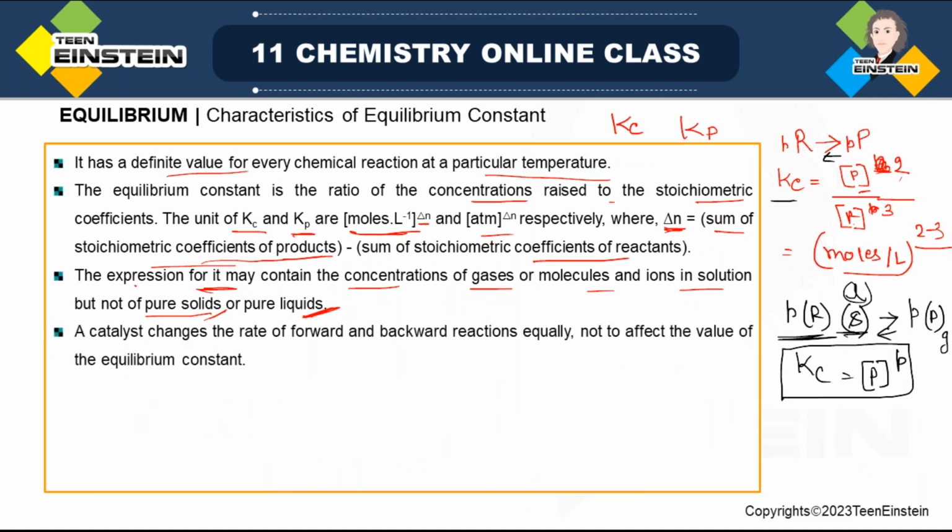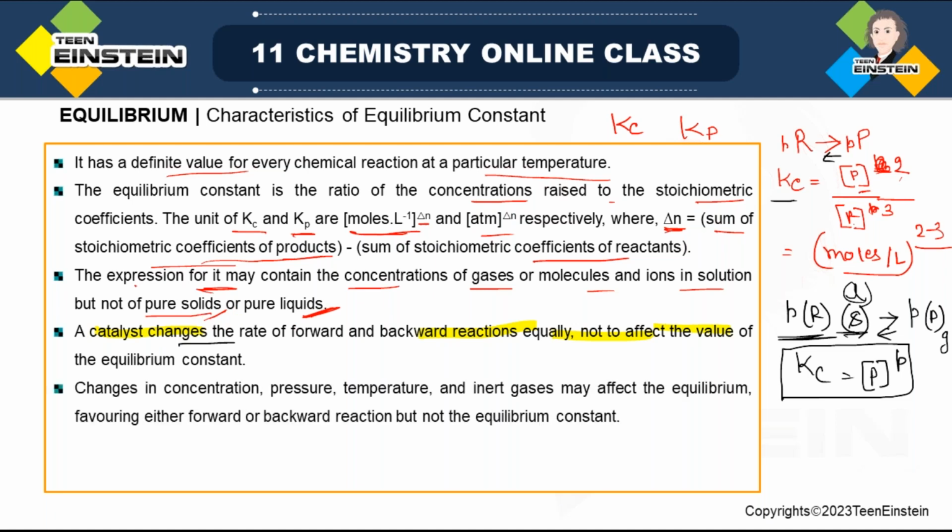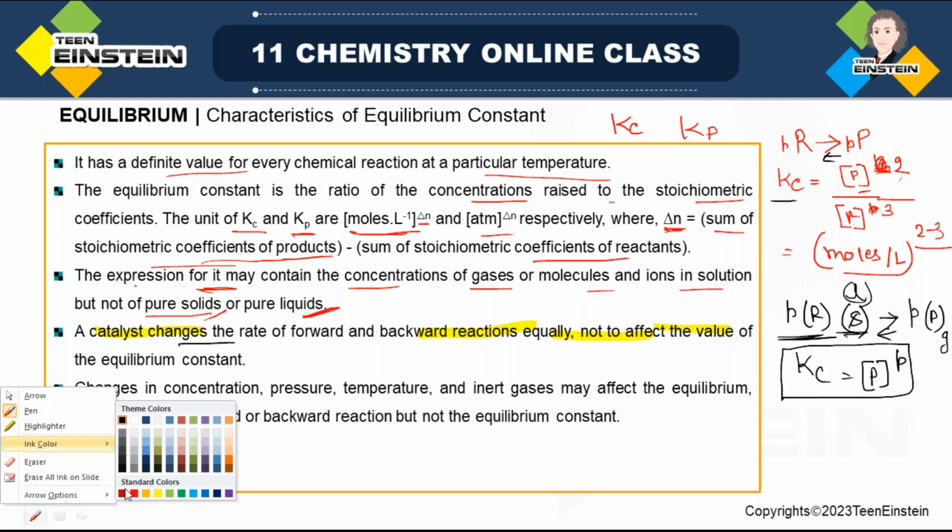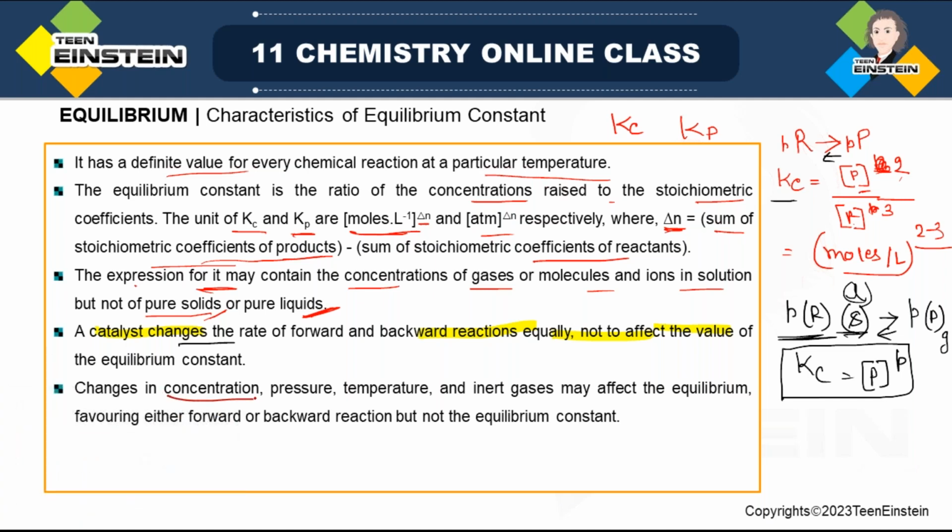Fine. Next point related to catalyst. Catalyst changes the rate of forward reaction and backward reaction equally, so there is no effect on the value of equilibrium constant. So whether you use catalyst or you do not use, it doesn't matter to the value of Kc or Kp. Then changes in concentration, pressure and temperature and inert gases. Suppose you are changing the concentration in the reaction mixture, you are changing the pressure, you are changing temperature, or you are adding some inert gas like argon, helium, etc. Then they will affect the equilibrium.